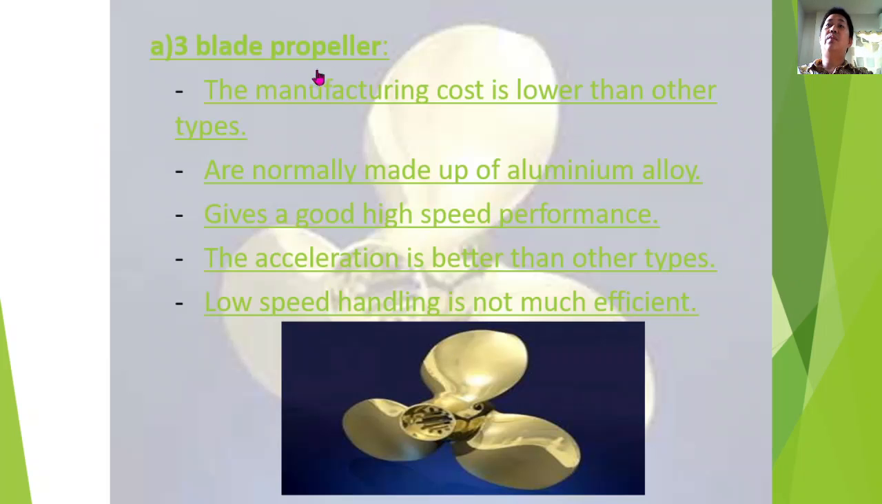So we have here the 3-blade propeller. Manufacturing cost is lower than other types, and they are normally made of aluminum alloy. It gives good high speed performance. The acceleration is better than the other types. Low speed handling is not very efficient.